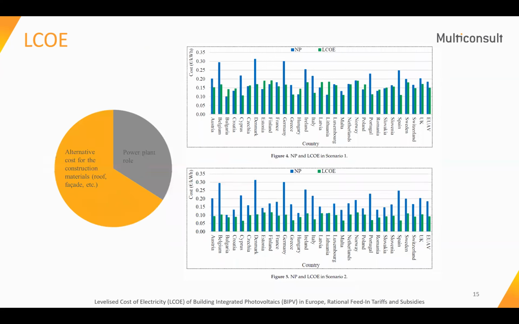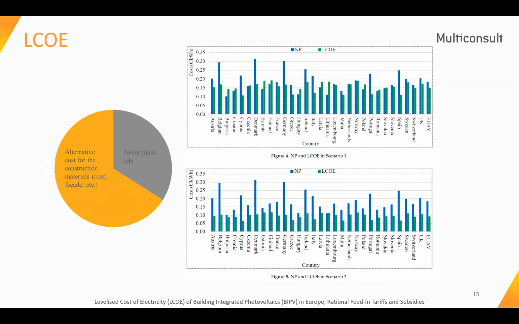So what is the levelized cost of electricity for this BIPV system, which is like the unit cost of production over the entire lifetime of the BIPV system? We did another study. We considered two scenarios: one considering the total initial investment for the entire cost, and in scenario two, we consider only the cost related to the power plant role.